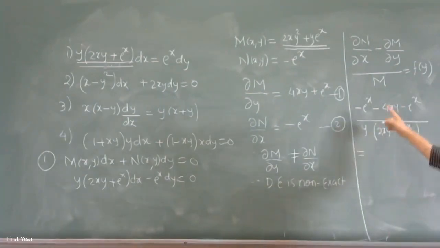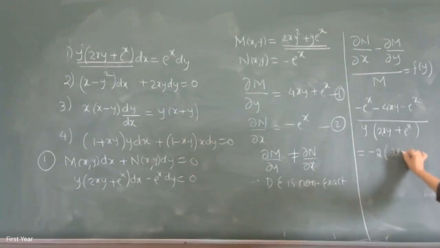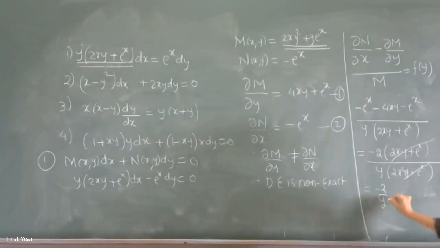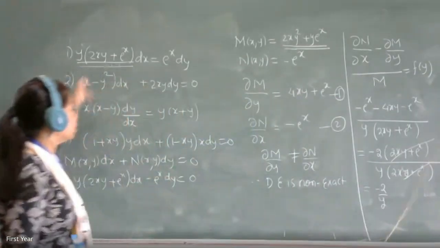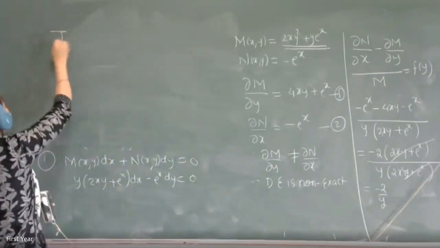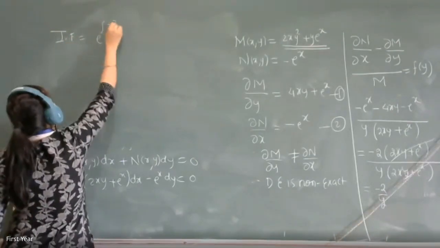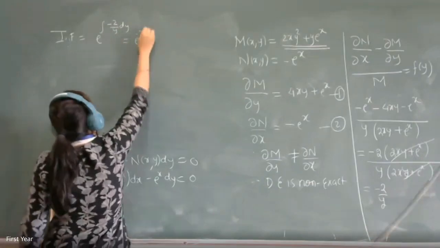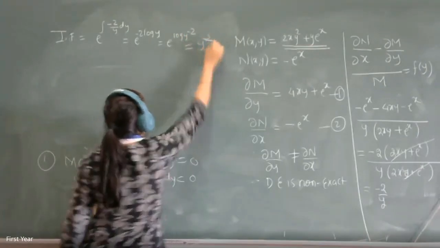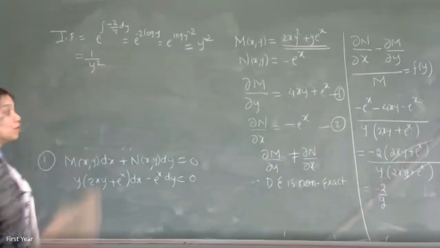That gives you, taking minus 2 common, 2xy plus e raised to x divided by y into 2xy plus e raised to x, which gets cancelled, and then the expression is minus 2 by y. This is your function of y. But what is your integrating factor? Has everybody written all 4 questions? So your integrating factor is e raised to the integration of minus 2 by y dy, which is e raised to minus 2 log y, which is e raised to log of y raised to minus 2, that is y raised to minus 2. So this is the integrating factor.